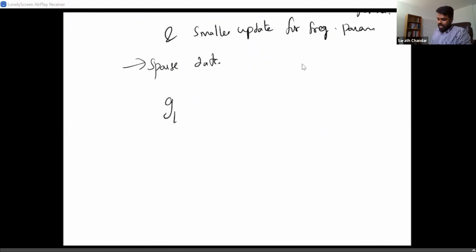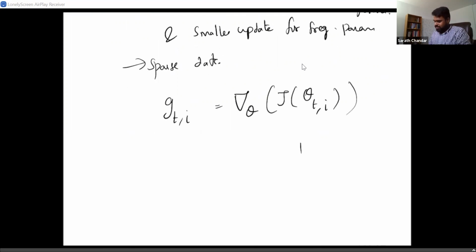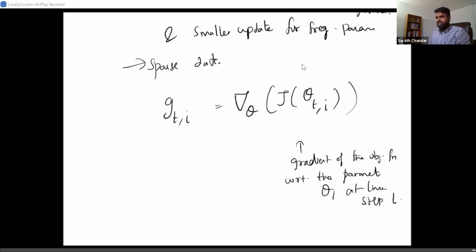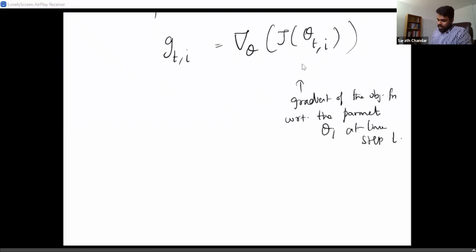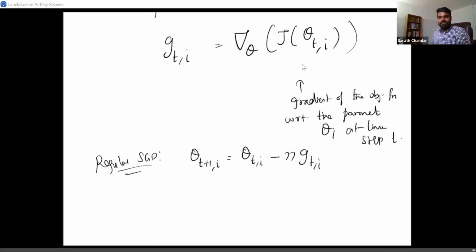Let's say g_t,i is the gradient with respect to my ith parameter at the tth time step. So this is basically the gradient of the objective function with respect to the parameter theta_i at time step t. Now the regular SGD update is given as theta_{t+1,i} equals theta_{t,i} minus eta times g_{t,i}. This is just the regular SGD.